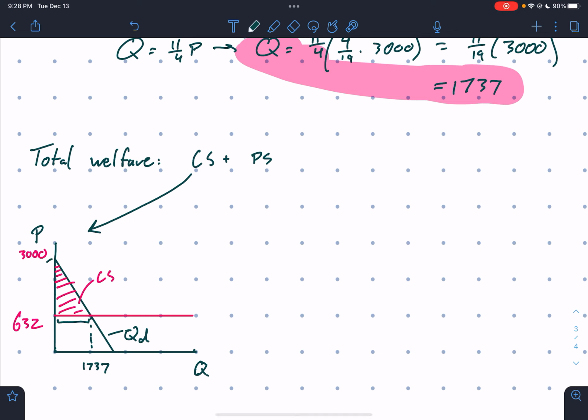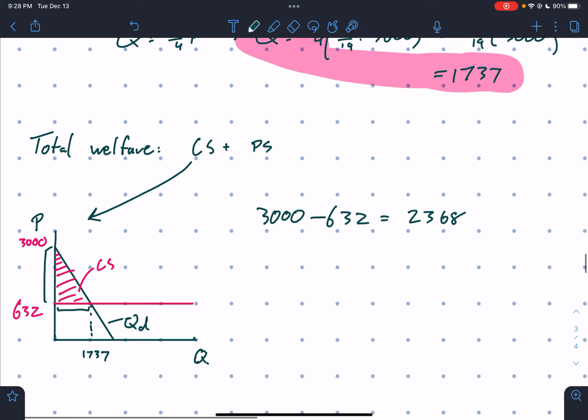This shaded region has a height of 3,000 minus 632. So this is going to be, off the top of my head, 2368, I think. Yeah, I'm going to have to check that one. But basically, yeah, that seems right. Okay, so that's the vertical height of this.